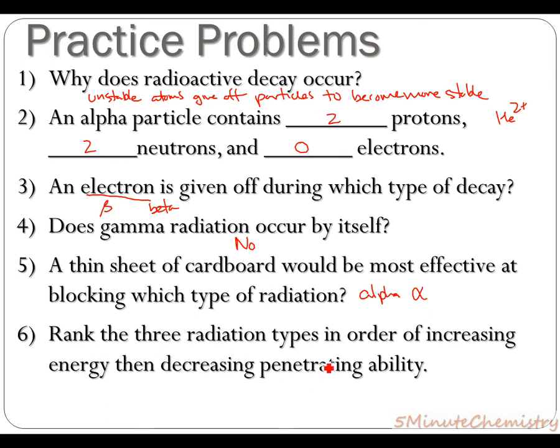Now rank the 3 radiation types in order of increasing energy and then decreasing penetration ability. First, increasing energy, so this is going to be low to high, and the second is decreasing penetrating ability, so that'll be high to low. For the energy side, the lowest energy is going to be the alpha particle, and then the next highest will be beta, and lastly our gamma ray. For decreasing penetration ability, the highest penetration ability is gamma rays. Following the gamma rays, we have in the middle the beta particle, and then lastly alpha particles.